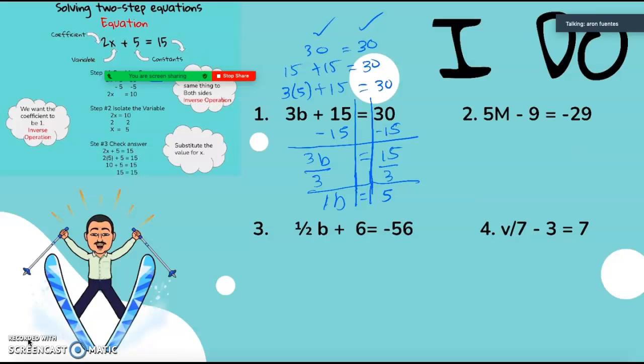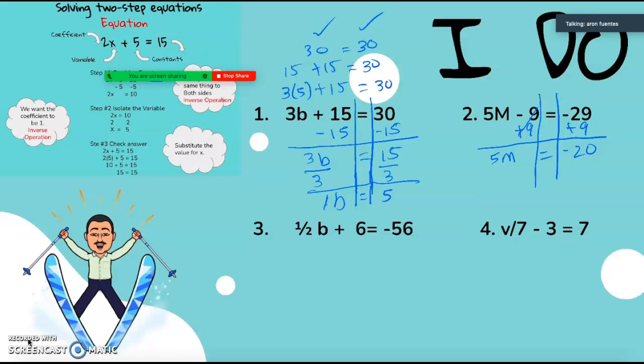So the first thing I do again, first step is draw my lines, okay? And in order to get rid of a negative 9, I have to do the inverse operation and add 9. Plus 9, draw my lines, negative 9 plus a positive 9 cancels out, leaves me with 5m is equal to negative 29 plus 9, which is a negative 20.